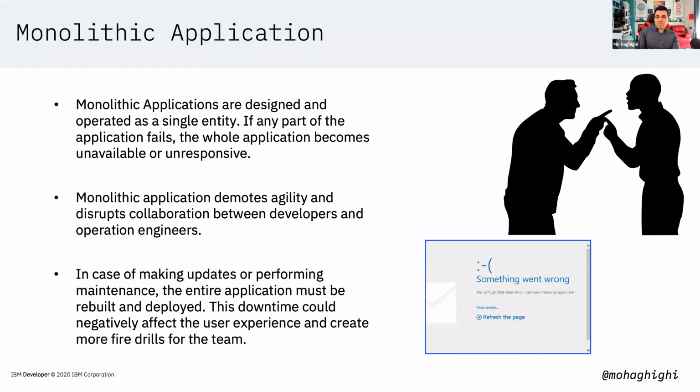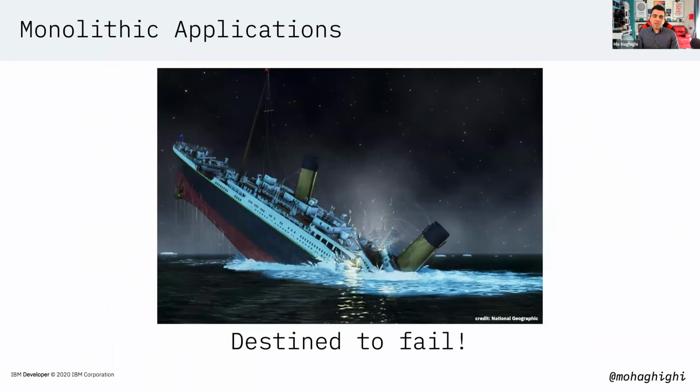In the monolithic applications environment, you have a number of issues that make applications prone to failure, make them difficult to update, and often hard to identify where the errors occur. Because monolithic applications are designed and operated as a single entity, if any part of the application fails, the whole application becomes unavailable or unresponsive. And that's basically the destination for monolithic applications. They're all destined to fail.